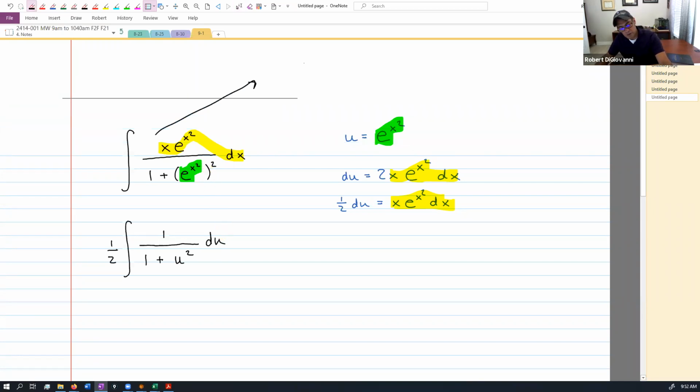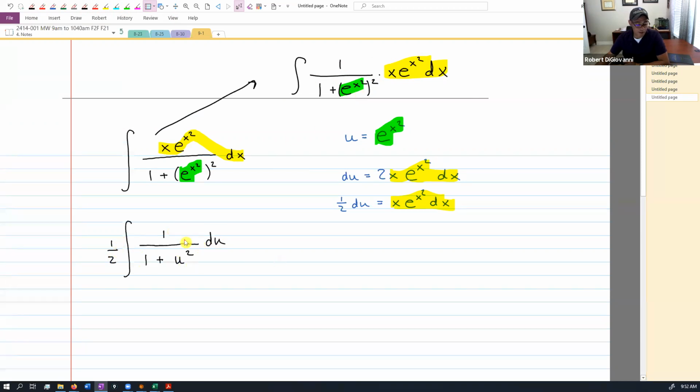William took this integral and rewrote it as 1 over 1 plus e to the x squared, times x e to the x squared dx, pulling the yellow part off to the side, the green part being here. Oops, I forgot my square there. So he rewrote it this way. Everything in yellow got replaced with the 1/2 du, and then the green got replaced with u.